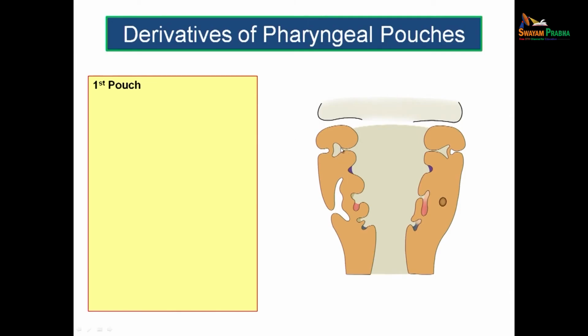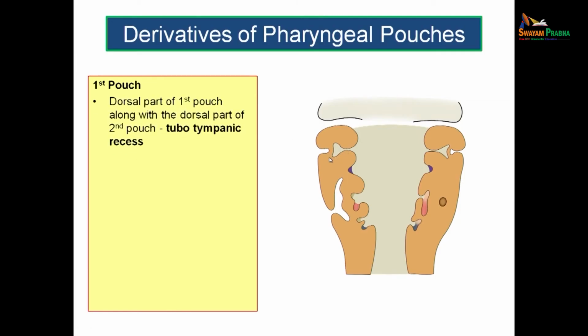So this is known as the first pharyngeal pouch. The dorsal portion of the first pharyngeal pouch is fusing with the dorsal portion of the second pouch to form a recess. This recess is known as the tubotympanic recess. So what are the derivatives of this tubotympanic recess? The tubotympanic recess is a recess formed by the fusion of the dorsal part of the first pouch along with the second pouch.